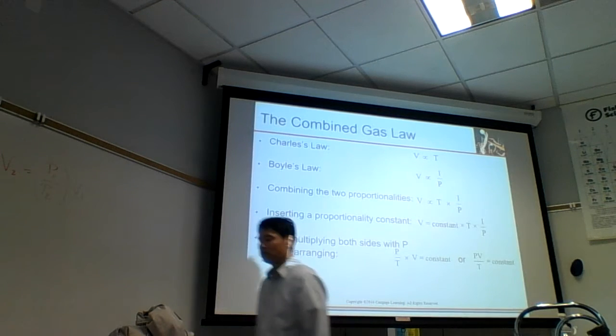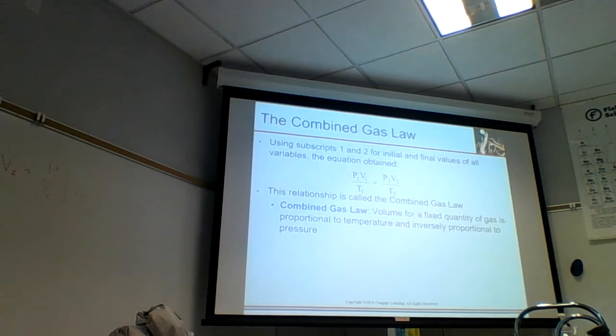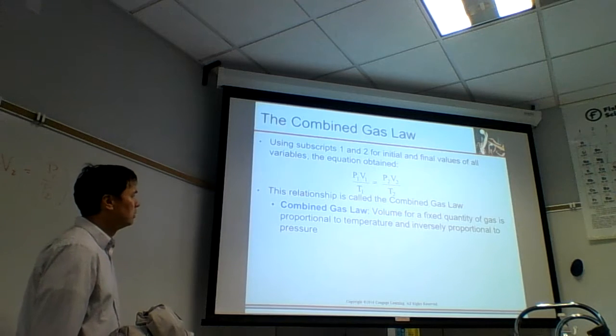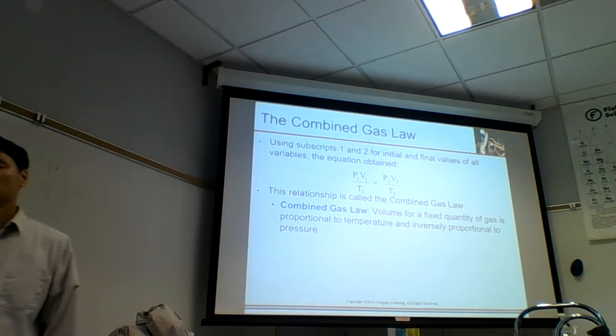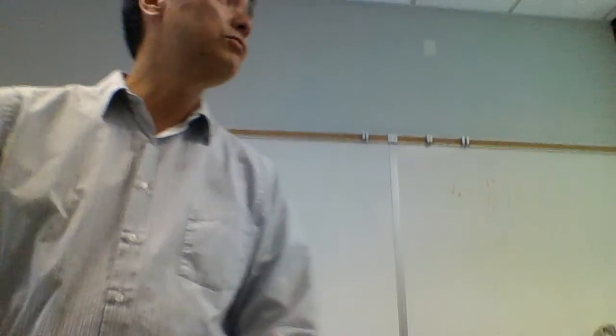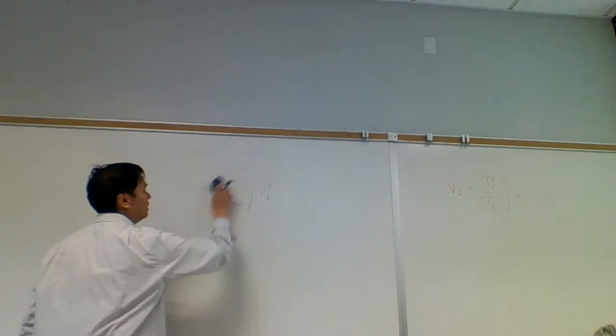And so the proper form of this is going to look like this. It's going to be P1 V1 over T1 is equal to P2 V2 over T2. This is the combined gas law. And this is the one you should remember all the time. And so we end up with two fractions. So if we use the combined gas law, it's going to look like this.